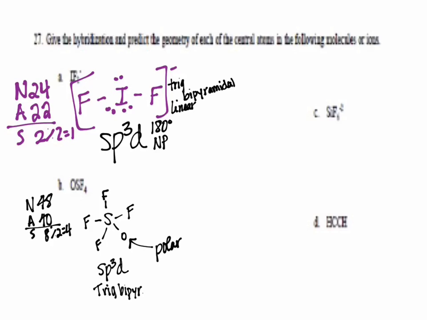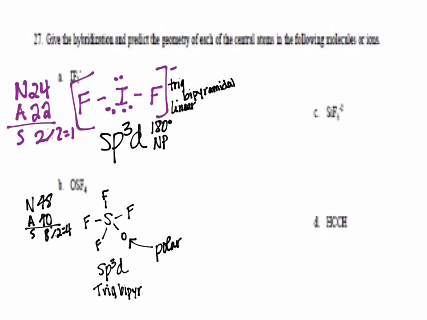So if there were six things on the S and 2 of them were O's, it'd be polar. Because those fluorines are more electronegative, so they're going to be pulling them towards it.